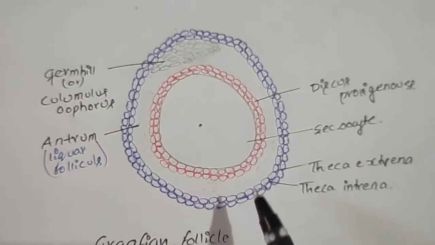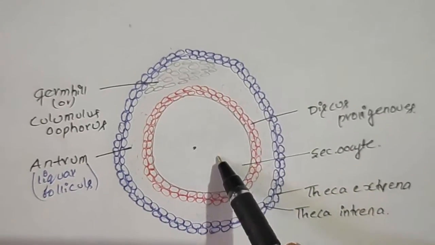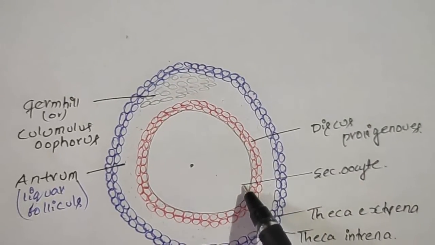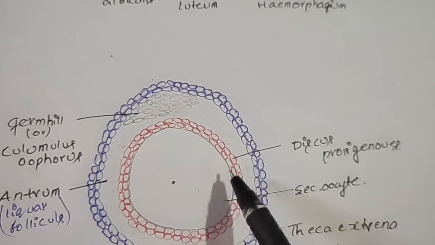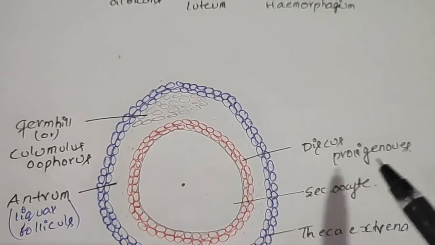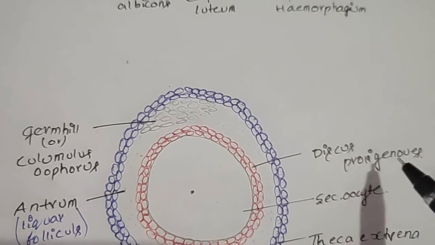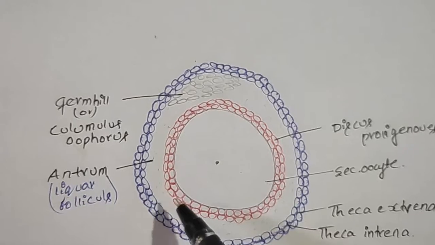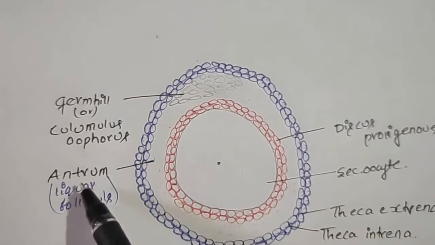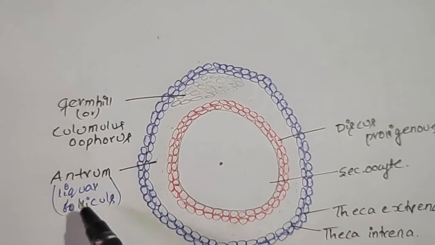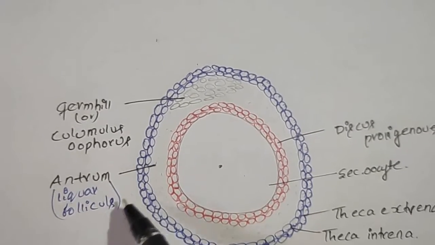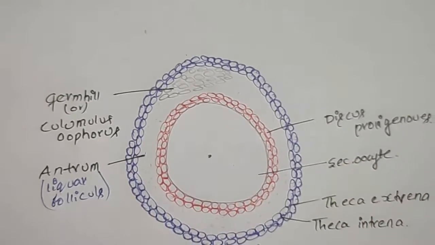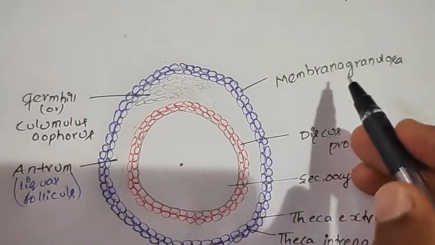In the Graafian follicle, the centermost cell is known as the secondary oocyte, and next to it is a layer of cells known as the discus proligerus. Next to this is the cavity, filled with liquid. The cavity is known as the antrum, and the liquid is known as the liquor folliculi because it is made up of follicular cells. Outside this cavity is another layer known as the membrana granulosa.